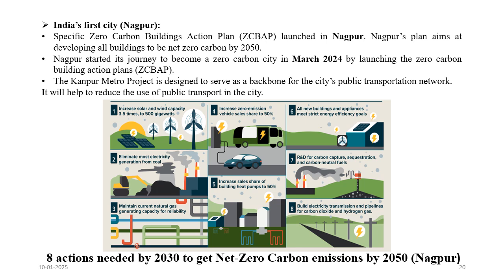Fourth one is increase zero emission vehicle sales share to 50%. Fifth one is increase sales share of building heat pumps to 50%. Sixth one is all new buildings and appliances meet strict energy efficiency goals. Seventh one is R&D for carbon capture, sequestration and carbon neutral fuels. Eighth one is building electricity transmission and pipelines for carbon dioxide and hydrogen gas.